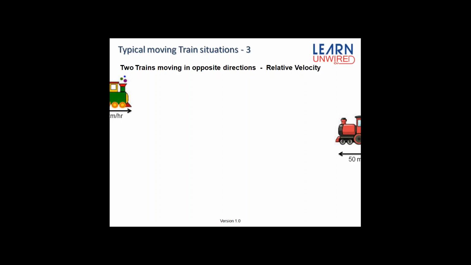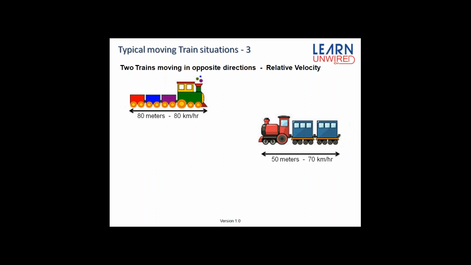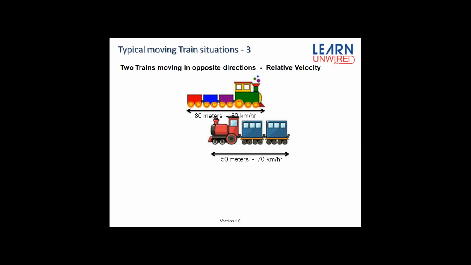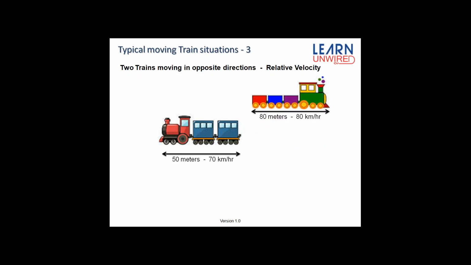Let's see. Now these two trains are coming from opposite directions. At this point, they will start crossing each other. One train is 80 meters long and traveling at 80 kilometers per hour, and the other train is 50 meters long and traveling at 70 kilometers per hour. Now tell me, how much distance has each train traveled to cross the other? Yes, it is 130 meters, which is the addition of the lengths of both the trains.